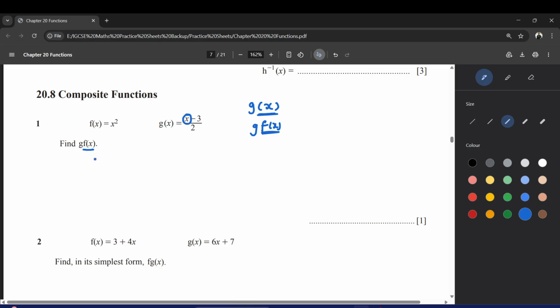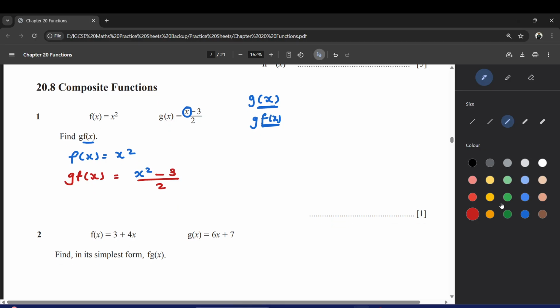All right, let me write this down. We know that f of x is equal to x square, and we need to find the function g of f of x. So instead of x I'm going to write the function f of x, which is x square, and then I'm going to write the remaining portion of the function g of x. So this will be x square minus 3 upon 2. That is the answer for this question. My final answer would be x square minus 3 over 2.